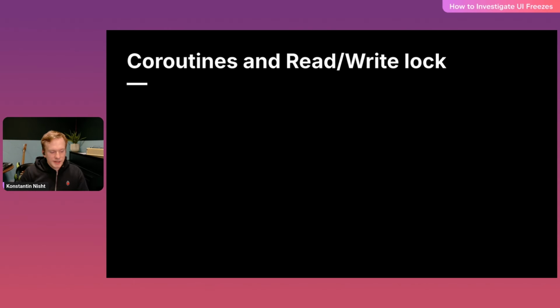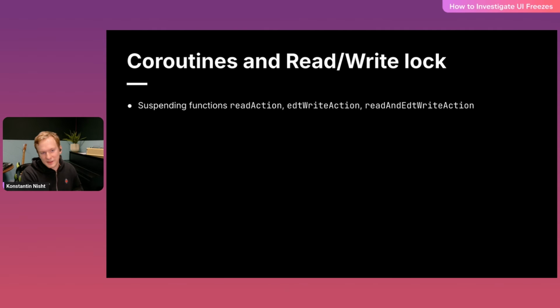All right, let's switch to coroutines and how they fit into this perhaps convoluted picture. Our coroutine API has functions like read actions, EDT write actions, and read and EDT write actions. First, you could ask, why do we need this weird name? Why is it EDT write action, not just write action? Well, the reason is that we are on the way of introducing background write actions. I think in 2025.3, these functions are stable. It's called background write action, but it might not work that smoothly with everything else.